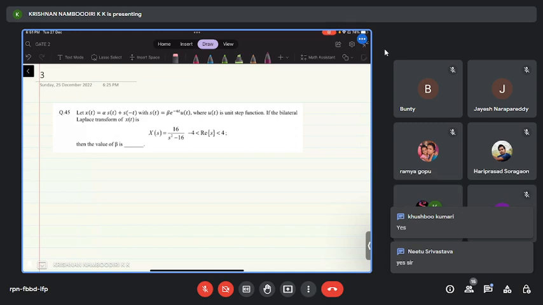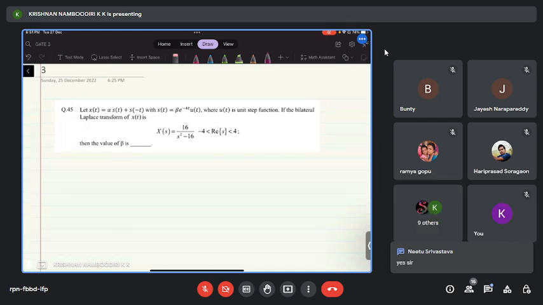Now, a lot more to do with integrations. Nothing much. Okay, the question is as follows. Let x of t equal alpha times s of t plus s of minus t, where s of t equals beta e power minus 4t u of t, where u of t is a unit step function. If the bilateral Laplace transform of x of t is given by this expression, and you can see the ROC is given here, minus 4 less than real part of s less than 4, then the value of beta is, okay.